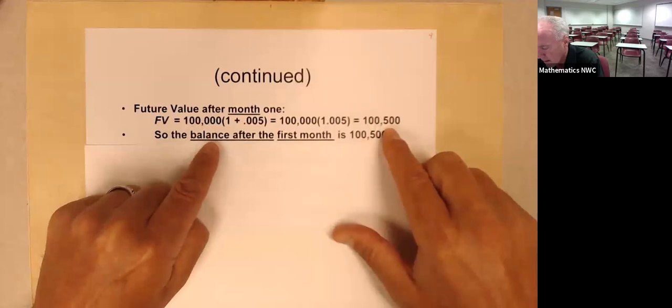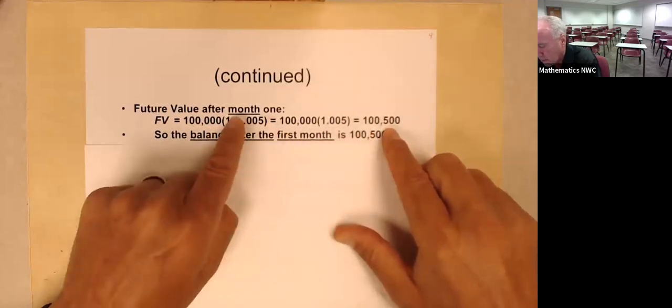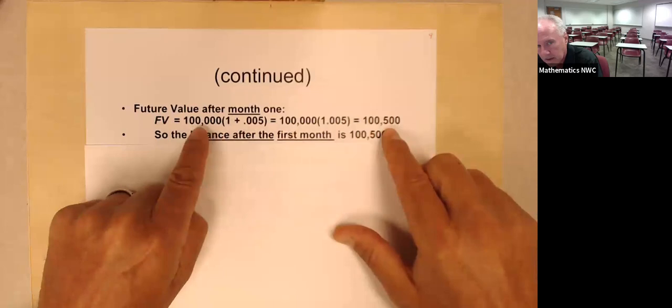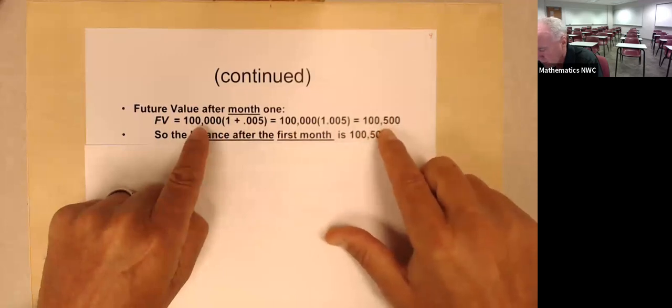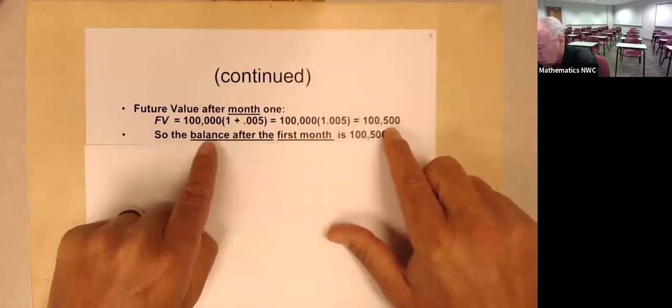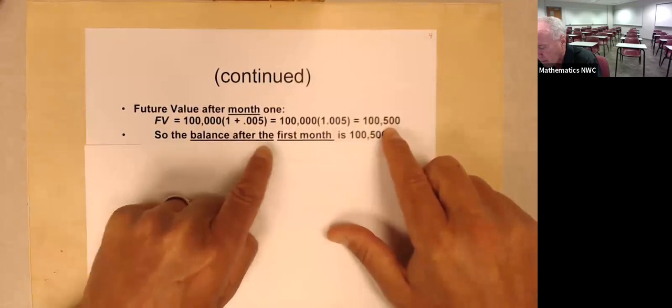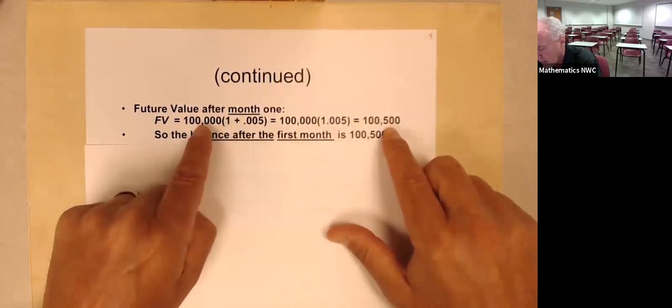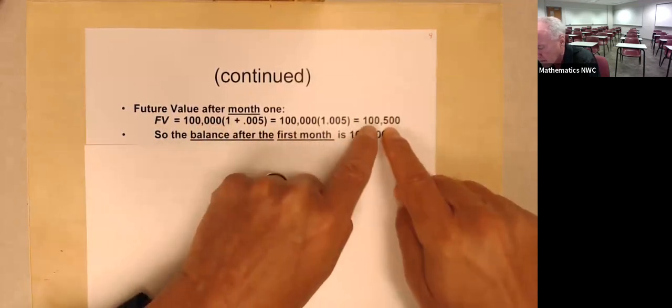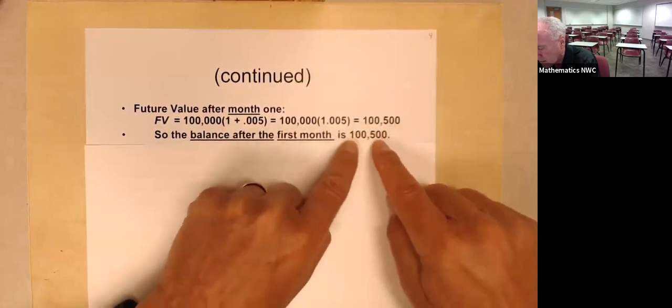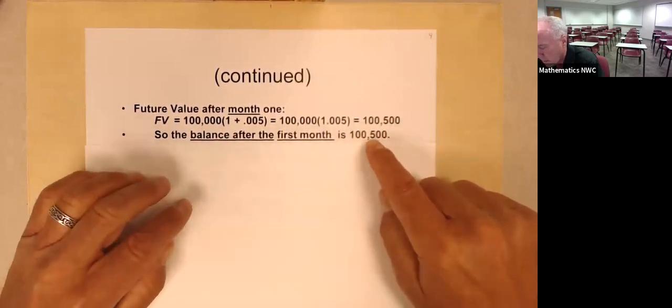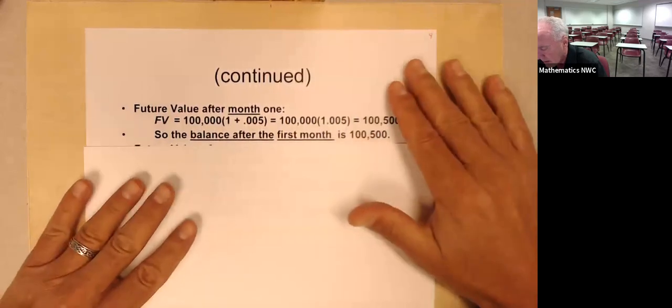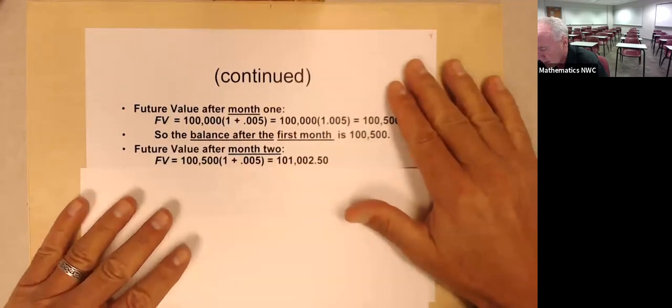What does that mean? It means that in that first month, I started with 100,000, and now I have 100,500. I gained $500 interest in that 1 month. So now my new balance after the first month is not the 100,000, but my new balance is this 100,000 plus interest, 100,500. That may not seem like a big deal to you, but notice this.